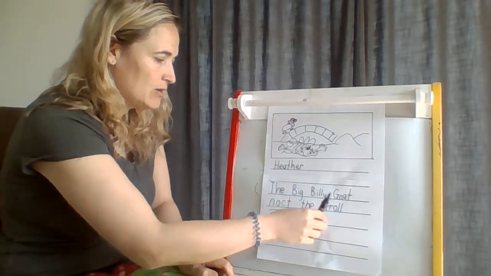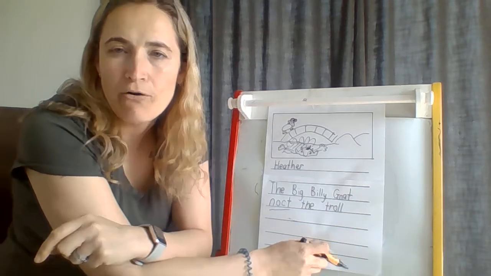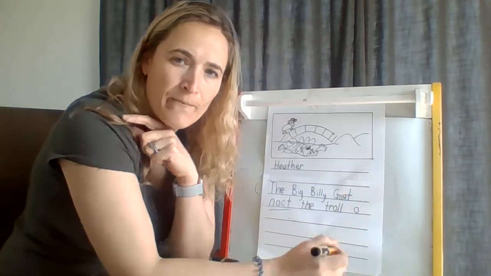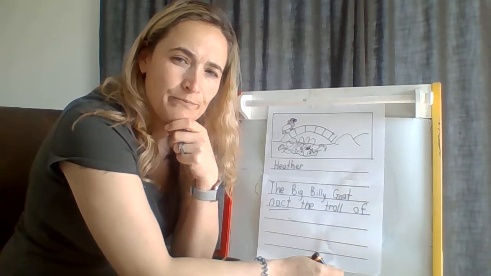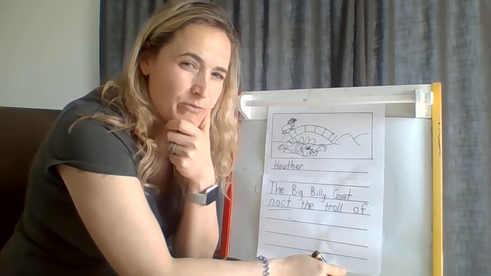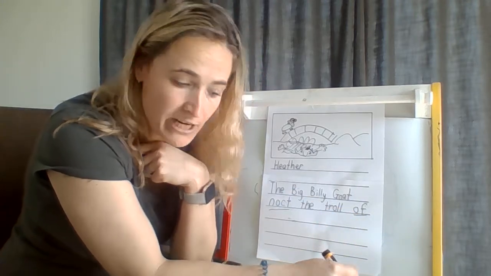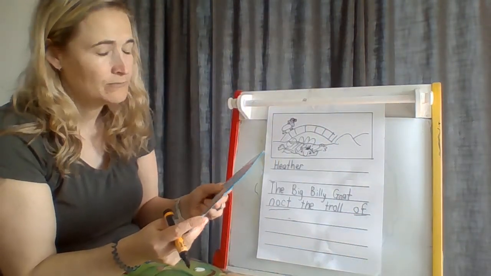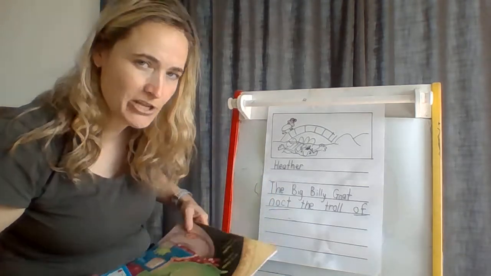The big billy goat knocked the troll off. Off. Oh, I can definitely hear an O at the beginning of off. I can kind of hear an F as well. Off. Yeah, I'm pretty happy with that. I'm actually just going to underline it because I'm not 100% sure and I need to go back and check. It might be on this word card. We'll have a quick look and see. Do you know what? It actually is. So we might need to go back at the end and see if we can change that word.